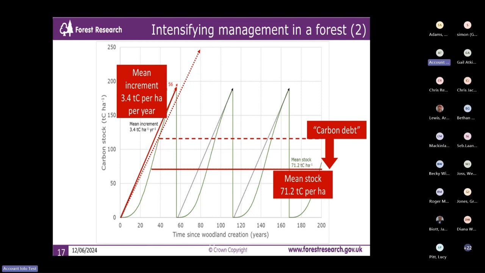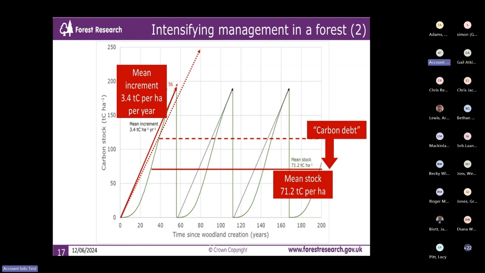When you hear people talk about the carbon debt of wood production or of bioenergy, that's what they're talking about. If you mobilize your forests to produce more wood, you run the risk of depleting carbon stocks. For example, younger trees go faster than mature trees, so they can take up carbon more quickly.